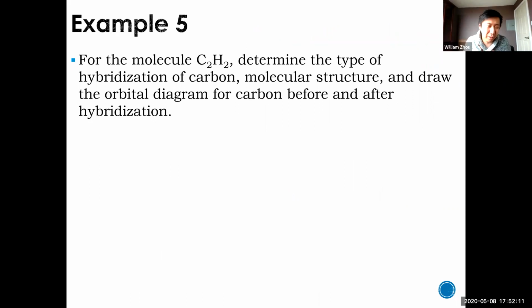All right, so example 5. This one is a triple bond, C2H2. Determine the hybridization of carbon, the molecular structure, and draw the orbital diagram for carbon before and after. Attempt this one. I'll give you a couple of minutes. I hope this one will be a little bit easier for you.